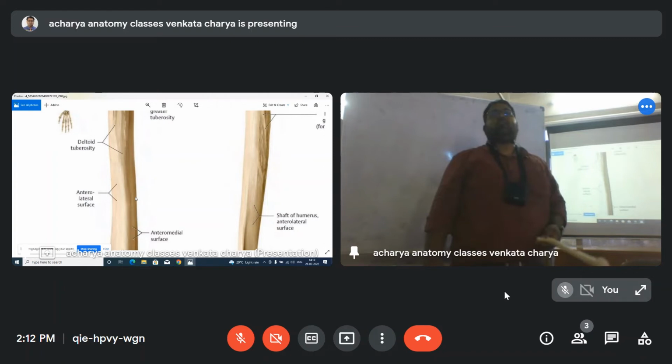Circumflex means vessels that turn around in a round way. So what are they going around? The surgical neck. That's why the surgical neck is a dangerous neck, because so many blood vessels are present here. So the surgical point is also here. Okay? Are you getting? Right?